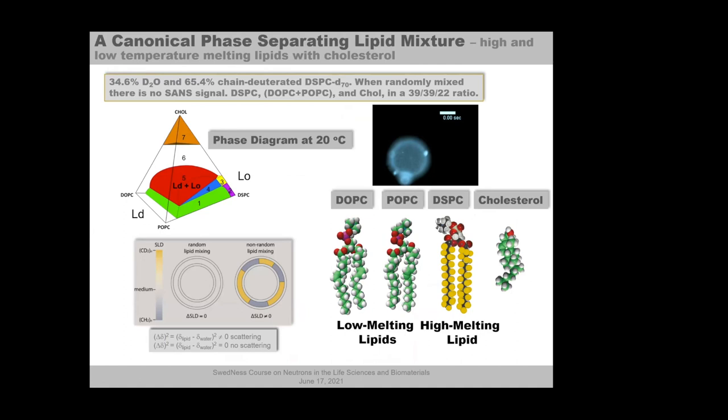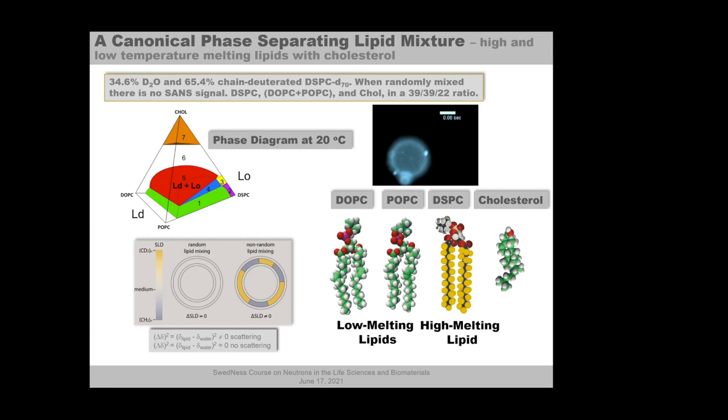My default answer to that is that that's an awful lot of ordinary water in your solvent. If you go to more D2O as your match point, you're going to have a lot less incoherent scattering. Very good. And that's exactly the answer.